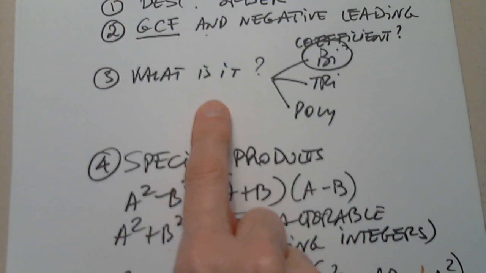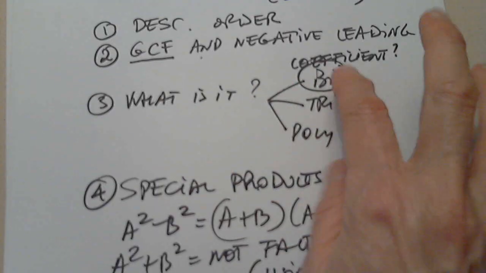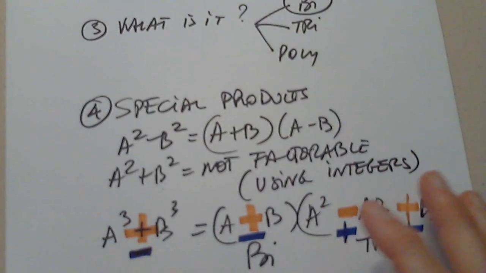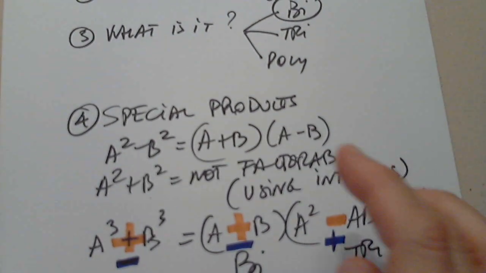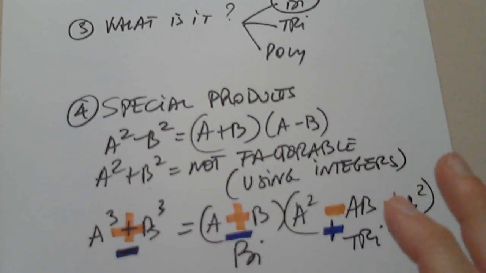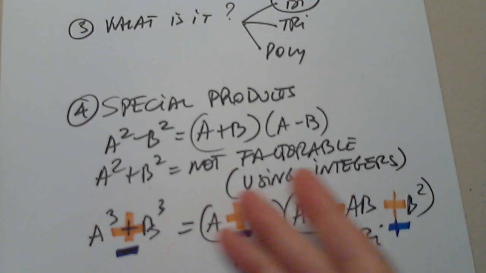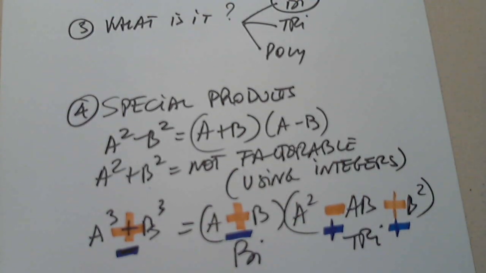Then I reach the question, which obviously at this point we only talked about binomials. So the answer is it's a binomial. So then I have to look at the special products. I always hope for a special product because the special products are easy. Once I understand the pattern, they're easy to factor.